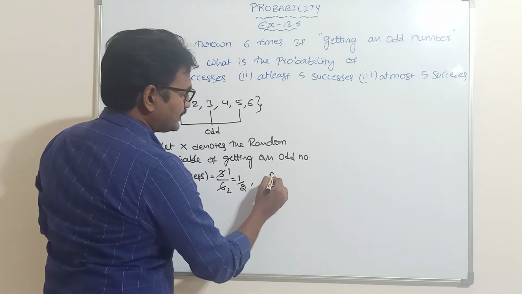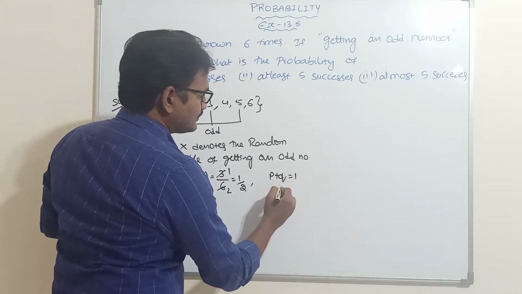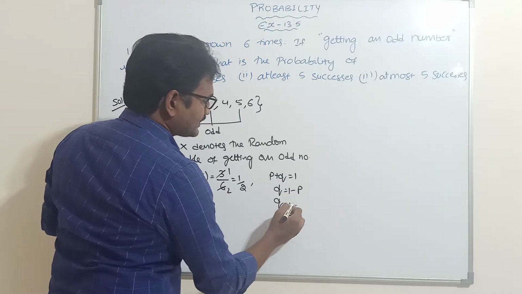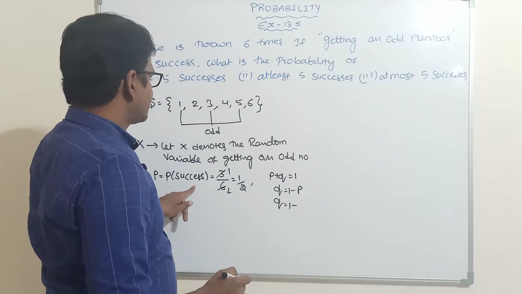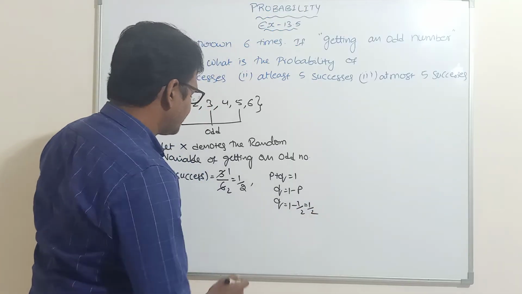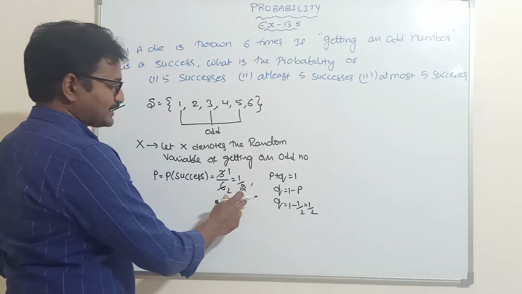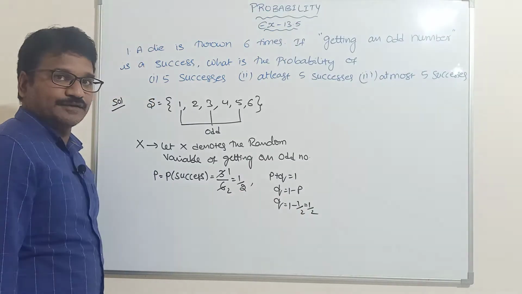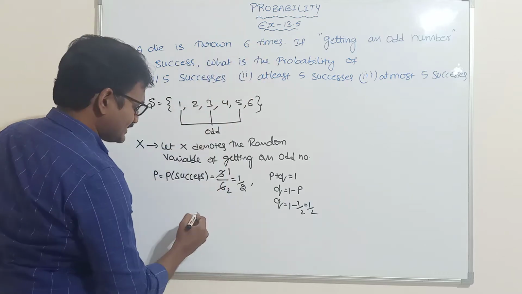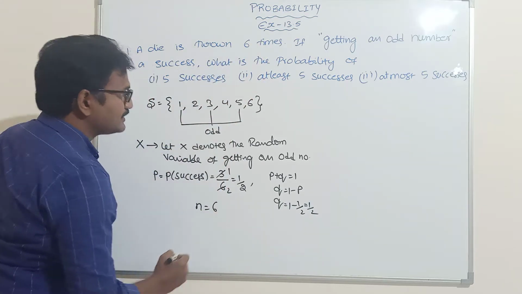Next, we know that p plus q is equal to 1. So q is equal to 1 minus p. Probability of success is 1 by 2, so 1 minus 1 by 2 is 1 by 2. The p value is 1 by 2 for success, similarly failure is also 1 by 2. Next, how many times are you doing a trial? 6 times. So n value is equal to 6.